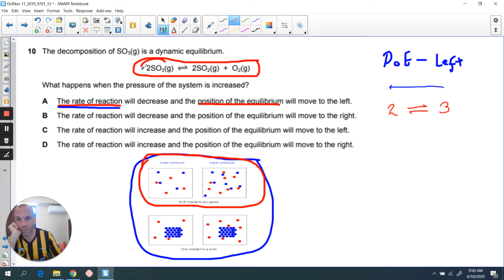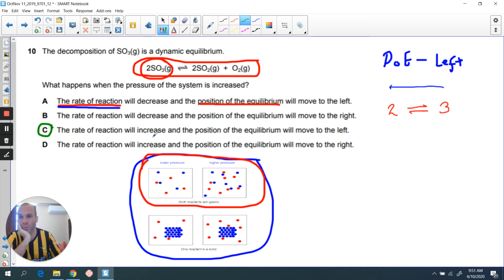So, a very quick recap: we're going to shift the equilibrium to the left-hand side because that is the side with the fewer number of moles, and that's all about Le Chatelier's principle. And we are going to increase the rate of reaction because effectively we are going to have more collisions and therefore more successful collisions, which will result in an increase in reaction rate. So the answer here is going to be C.